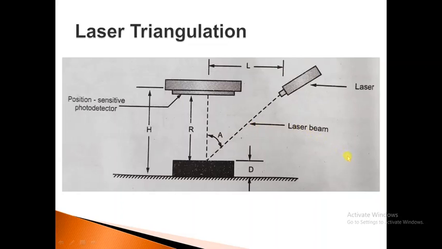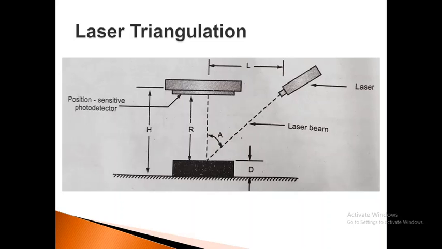Triangulation is used to determine the distance of an object from two known locations by means of trigonometric relations of a right triangle. Here you can see the laser, the photo detector, and the part. The principle can be applied in dimensional measurement using a laser system, as you can see in this diagram.